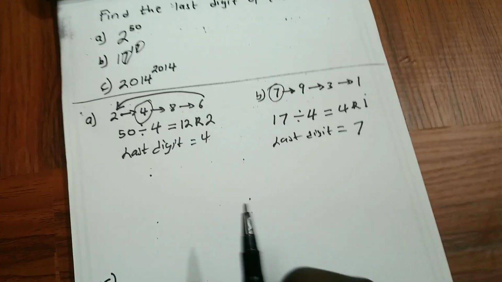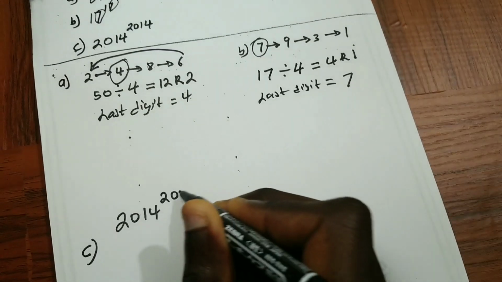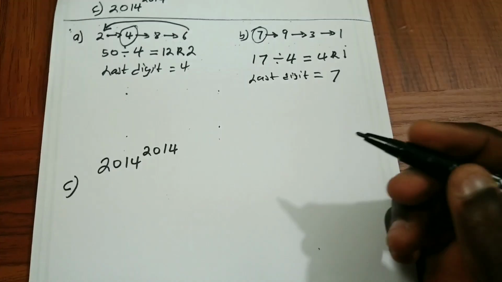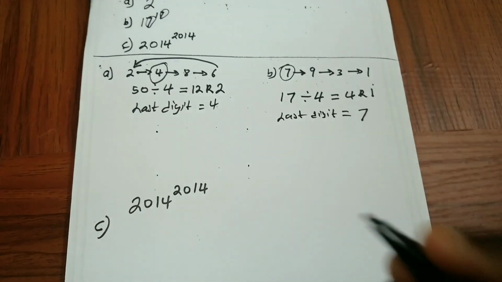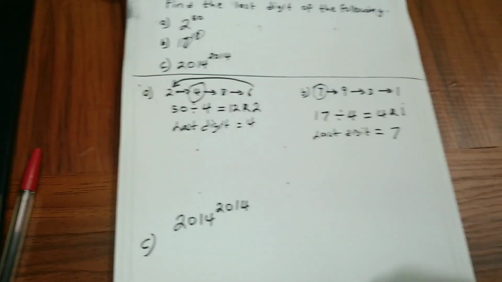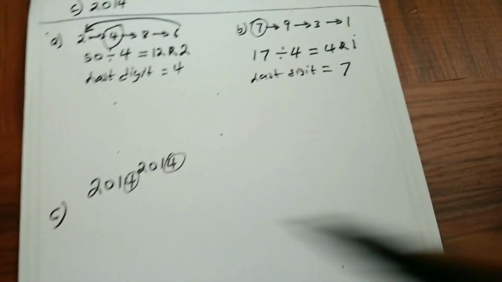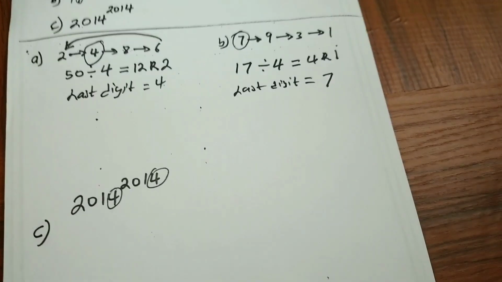Now, we have the last one: 2014 raised to the power 2014. How do we do this? Take note: the last digit of a product of numbers depends on the last digit of the numbers you are multiplying. We are multiplying 2014 by itself a number of times, so its last digit will depend on the last digit of the number. So I don't expect you to use 2014 exponent 1, 2014 exponent 2. No, don't do that. Just use the 4 to get a cyclicity.